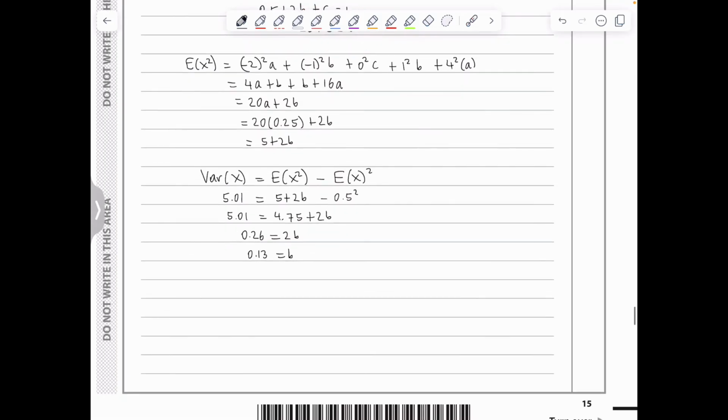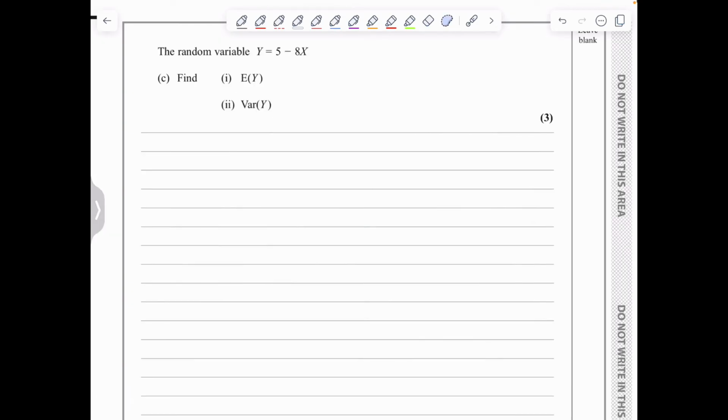So we've got 2 times the 0.13 plus c is equal to 0.5, which leads to 0.26 plus c is 0.5, and therefore c turns out to be 0.24. In part c, we've got a new random variable y defined to be 5 minus 8x, and we need to find its expectation and variance.